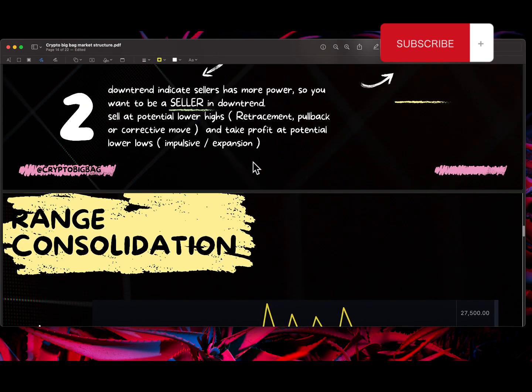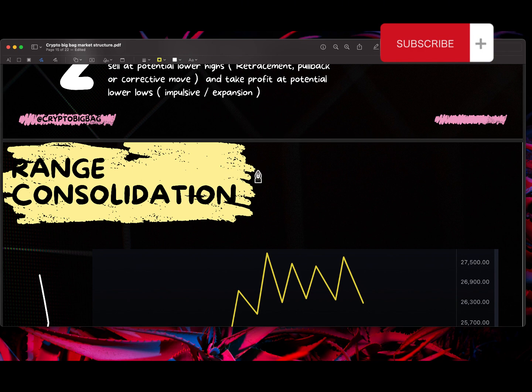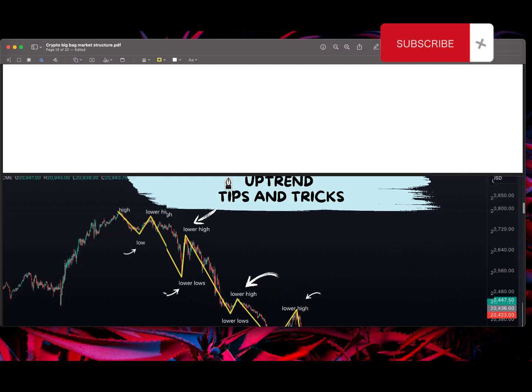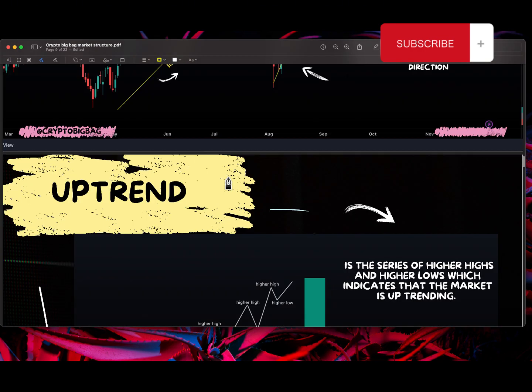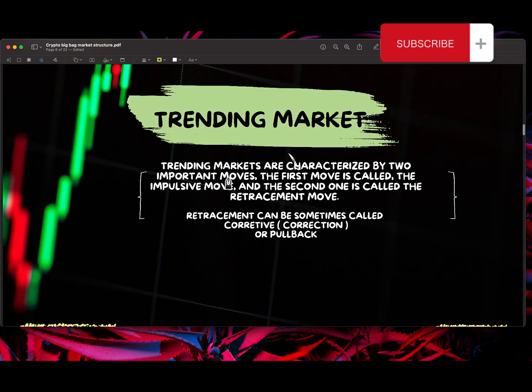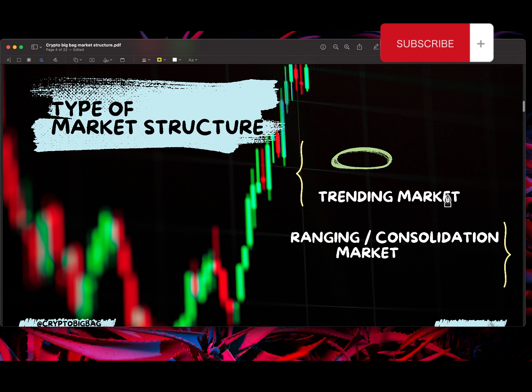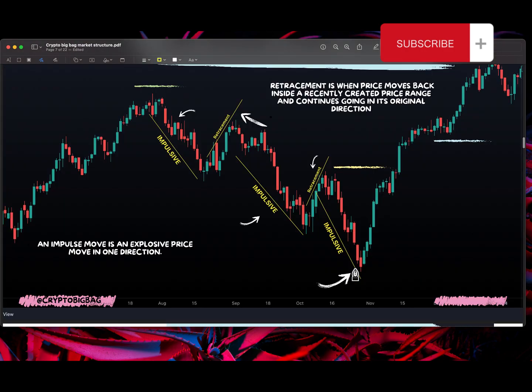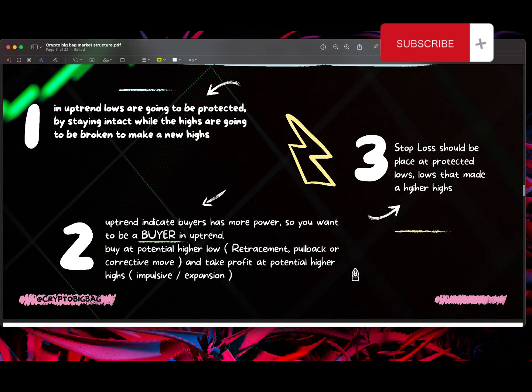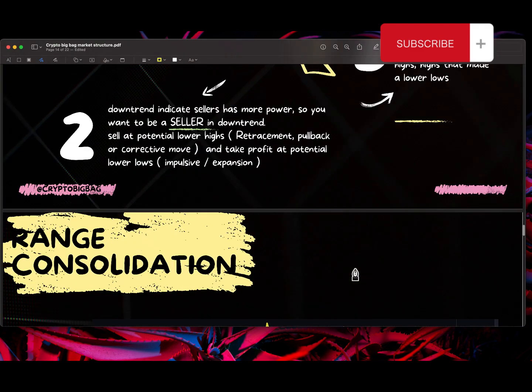And now the next part is range and consolidation. If you remember on the slide above, we talked about types of market structure. We have a trending market either going up or down, which is explained by uptrend and downtrend. Ranging and consolidation market is the next. So right now, we're going to be talking about the range and consolidation market.